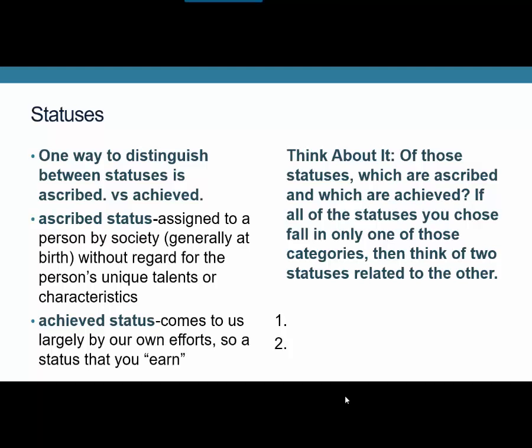But not all statuses are assigned to us by society. Some of them we have to earn. They reflect choices that we make. And so we call these achieved statuses. While daughter is an ascribed status, being someone's mother, being a parent, is an achieved status, right? It reflects a choice that you made. Being someone's friend is an achieved status.